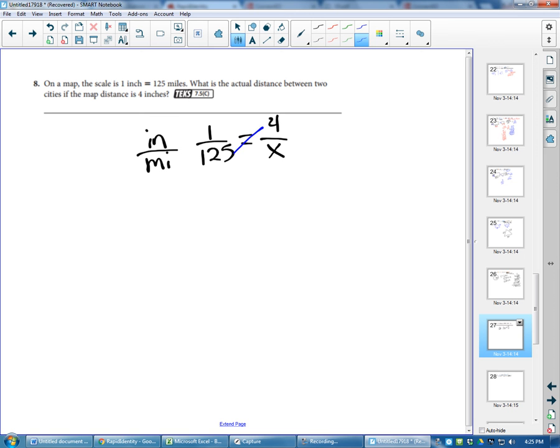So we cross multiply, so 125 times 4 is 500. 500 divided by 1 is 500.